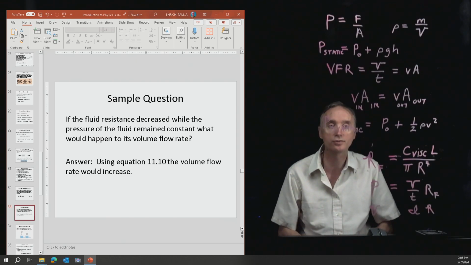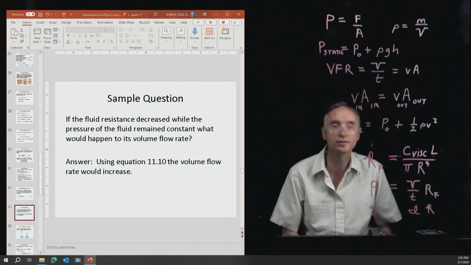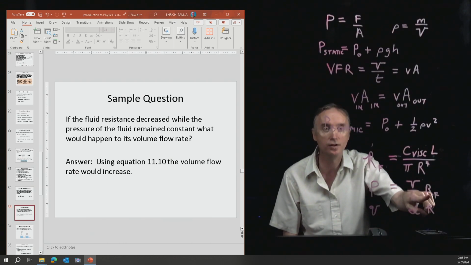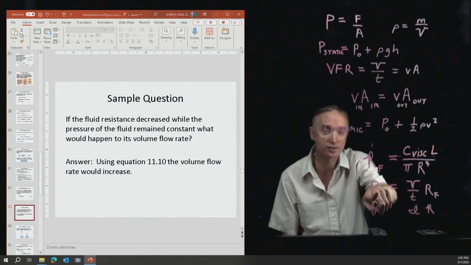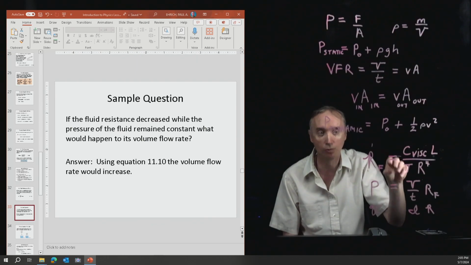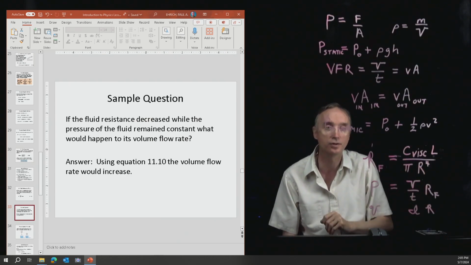So here's a sample question. If the fluid resistance decreased while the pressure on the fluid remained constant, what would happen to the volume flow rate? So this thing over here is going to get smaller, but this thing over here is going to stay the same. So what's going to happen to this thing? It's got to get bigger. So 4 is equal to 1 times 4, but it's also equal to 4 times 1. So if one of the letters gets smaller, the other letter has to get bigger in order to compensate.